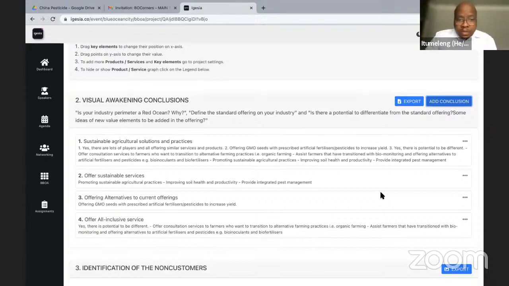And then the last one was we offer all-inclusive services where we assist the farmers who have already transitioned to using biofertilizers by incorporating into the service biomonitoring, where we're able to monitor what's happening on their land every week, every month, and we're able to offer much more tailored service and product as the farmer's needs grow. And that's all we had to change in my presentation.